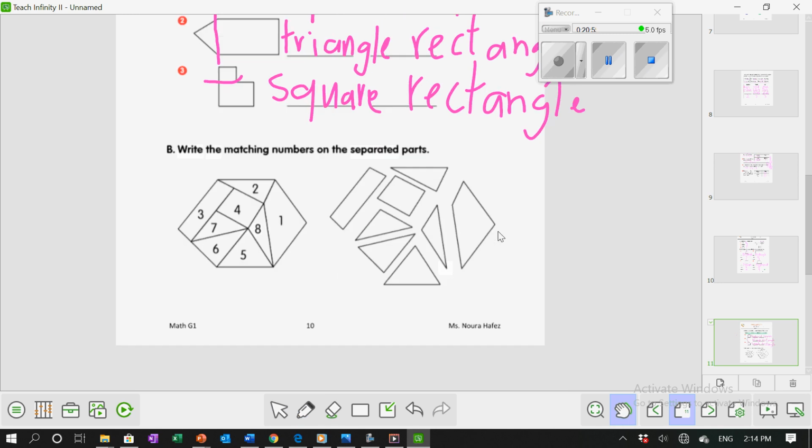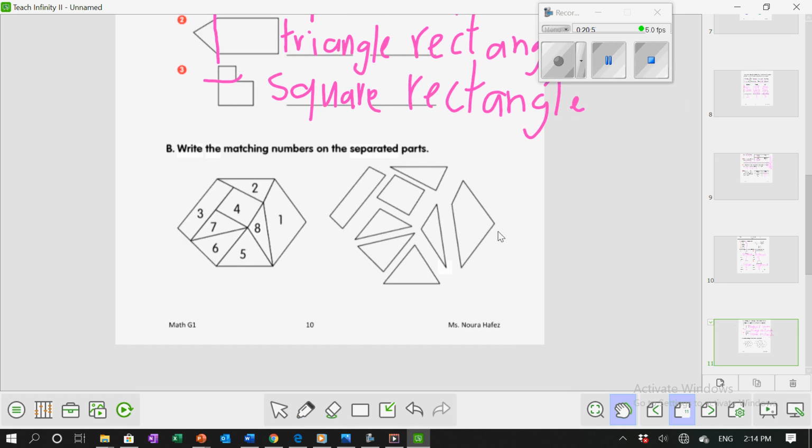Let's go down. Here it looks like a puzzle. You have to know what the number is for this shape. What is the number for this shape? Excellent, 1. What about here? Perfect, it is 8. What about here? Excellent, 2. What about this? Very nice, 4. Here, 3. Here, 7. Which number? 6. And finally, 5. Perfect.